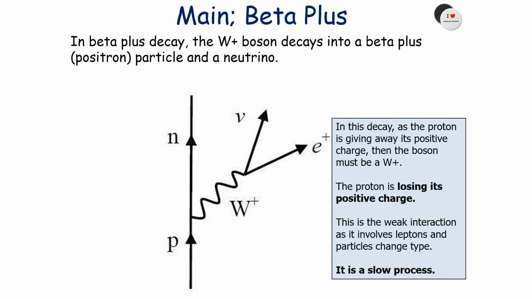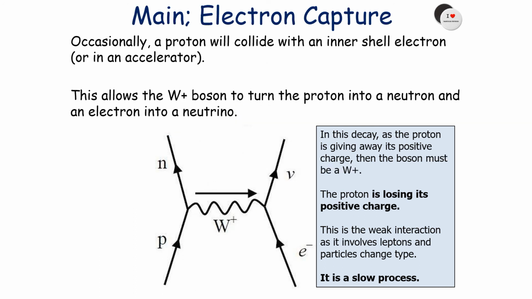Now in this idea, the proton is turned into a neutron, so the particle is changed in type, so it must be the weak interaction doing this. Now it's a positive proton going to a neutral neutron, so therefore it is the W plus being used to carry this out. And occasionally a proton will collide with an inner shell electron, and this allows the W plus boson to turn the proton into a neutron and an electron into a neutrino.